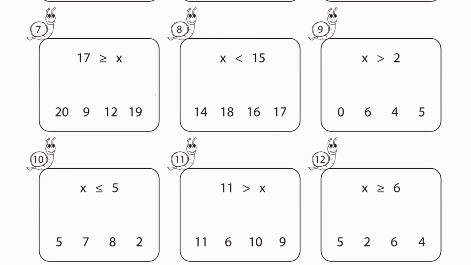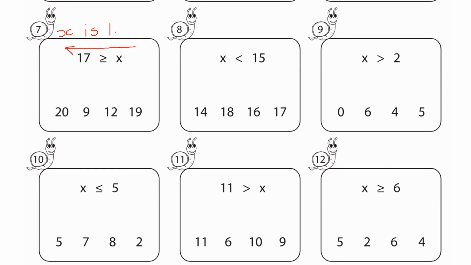Okay, so we have this one: 17 is greater than or equal to X. How can we write this in the regular way? X is what? Greater than or equal to 17? No, it's 17 is greater than or equal to X. So if we read it from this direction, it will be X is less than or equal to 17.